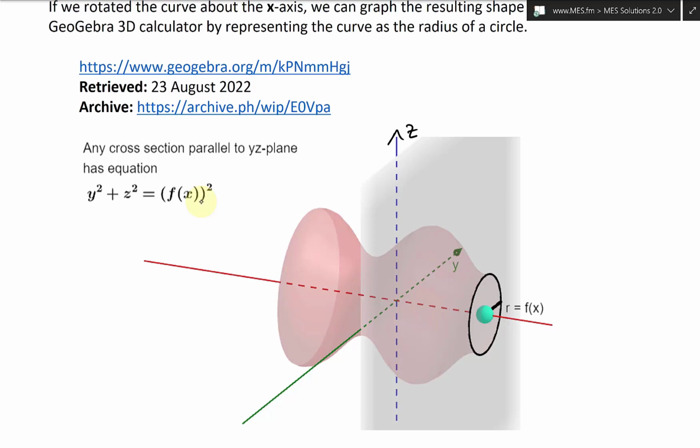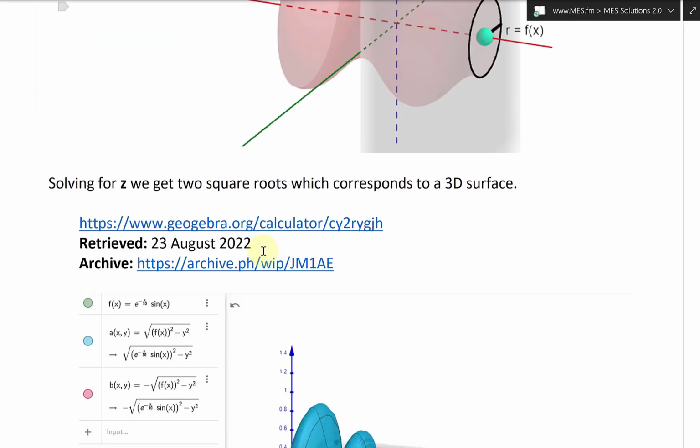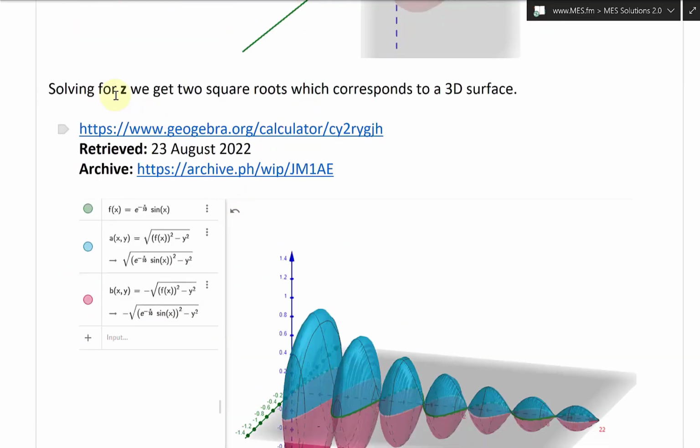What you can do in GeoGebra is solve for z. So you'll have z equals plus or minus the square root of f of x squared minus y squared. Moving this over and taking the square root, you get the plus or minus, which correspond to the top and bottom of the surface. Solving for z, we get two square roots, which correspond to a 3D surface.